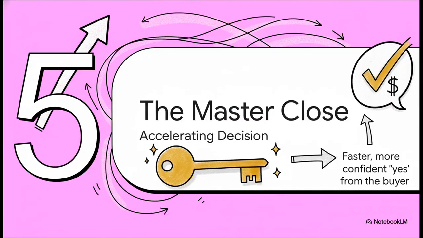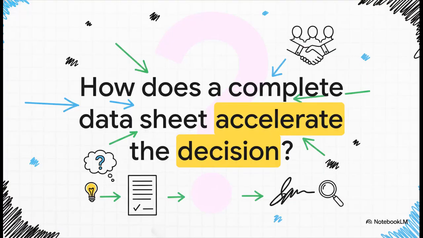So we've gathered all this information, we've presented it professionally. What's the payoff? The final step is understanding how this golden tool leads directly to what we all want: a faster, more confident yes from the buyer. Let's just ask that question directly. Why does this work? It's not magic. It's about psychology and professionalism. So how do we take a client from "I'm interested" to "I'm signing on the dotted line"?